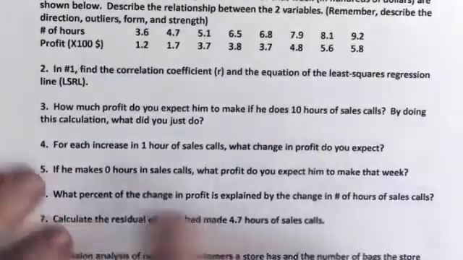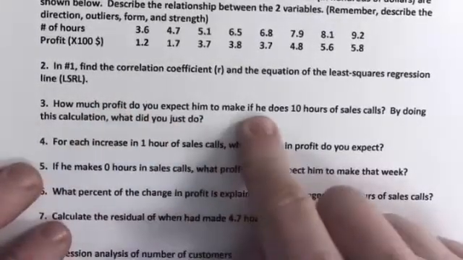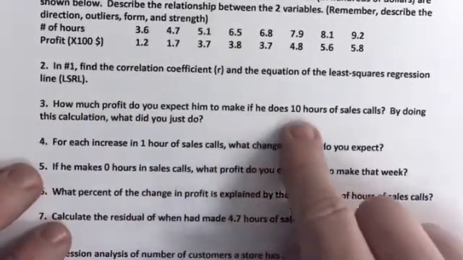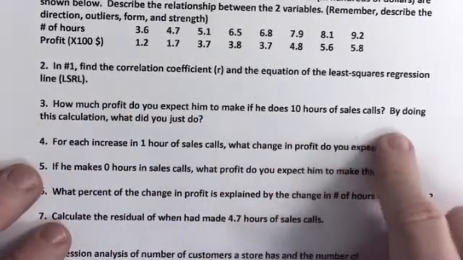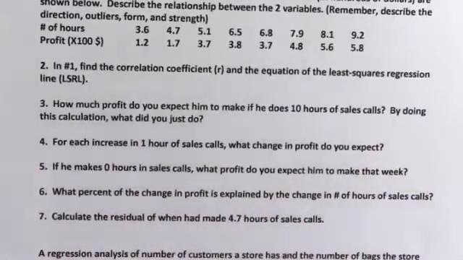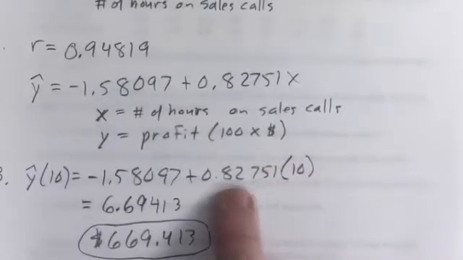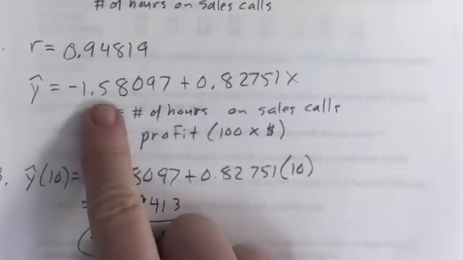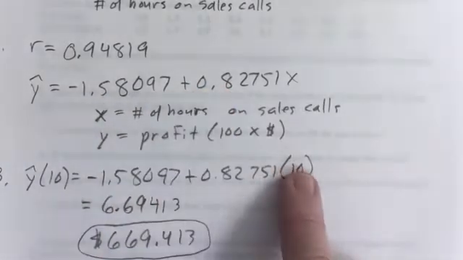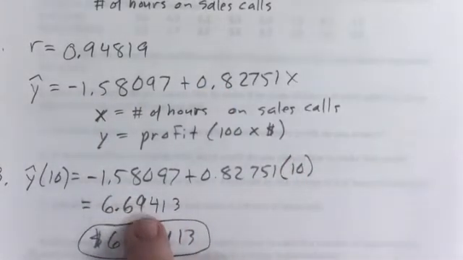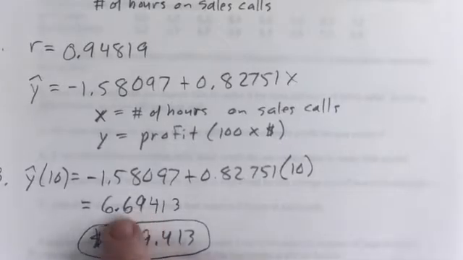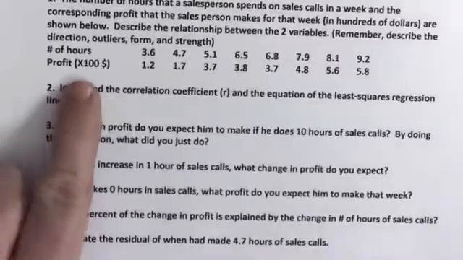So that's number 2. Number 3, how much profit do you expect to make if he does 10 hours of sales calls? And then by doing this calculation, what did you just do? Well, for 10 hours of sales calls, you just plug 10 into the equation that you just made. That's the whole purpose of this equation, is to make predictions. So if we make 10 hours of calls, we're predicting that it comes out 6.69, but it's not $6.69 because this is in hundreds of dollars times 100.